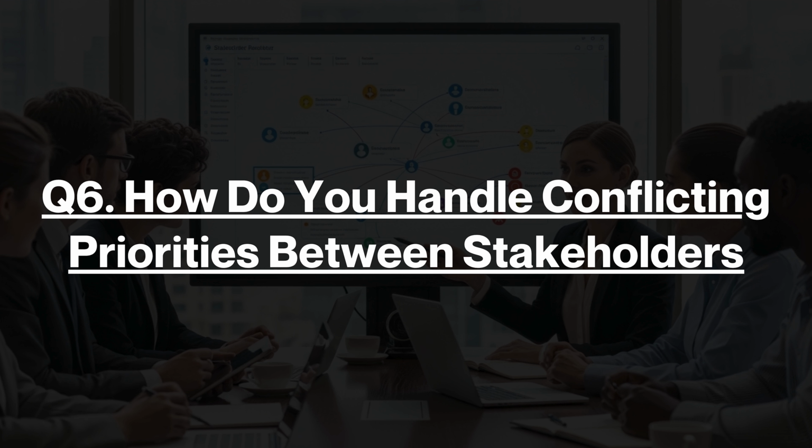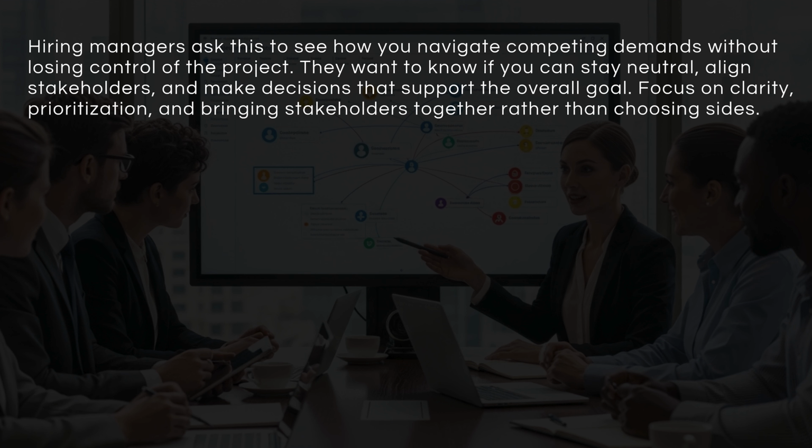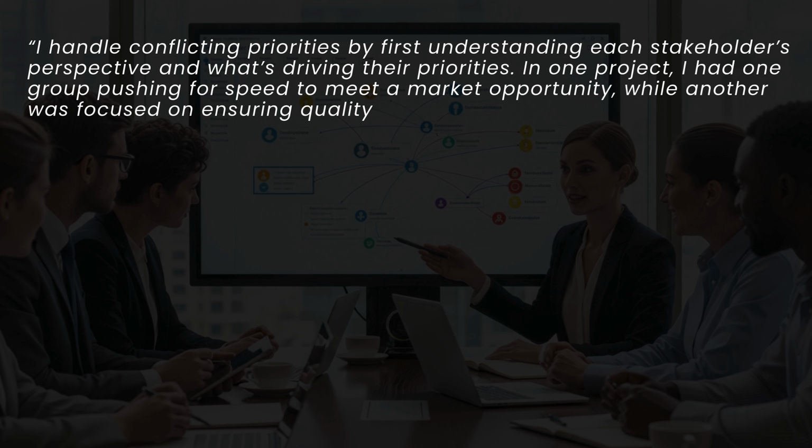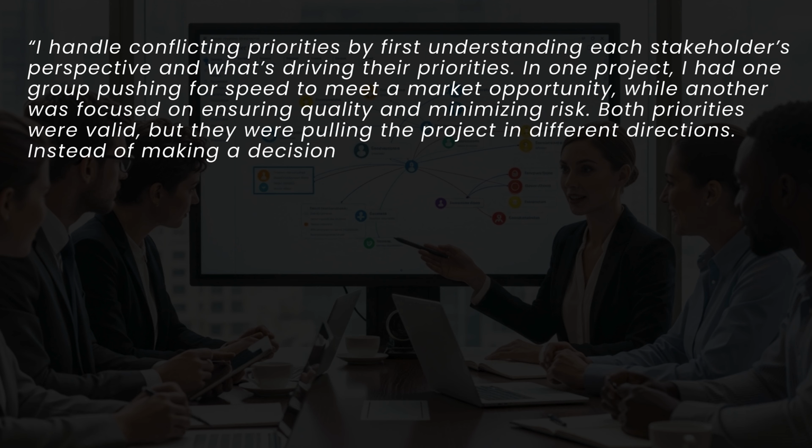Question number 6. How do you handle conflicting priorities between stakeholders? Hiring managers ask this to see how you navigate competing demands without losing control of the project. They want to know if you can stay neutral, align stakeholders, and make decisions that support the overall goal. Focus on clarity, prioritization, and bringing stakeholders together rather than choosing sides. I handle conflicting priorities by first understanding each stakeholder's perspective and what's driving their priorities.